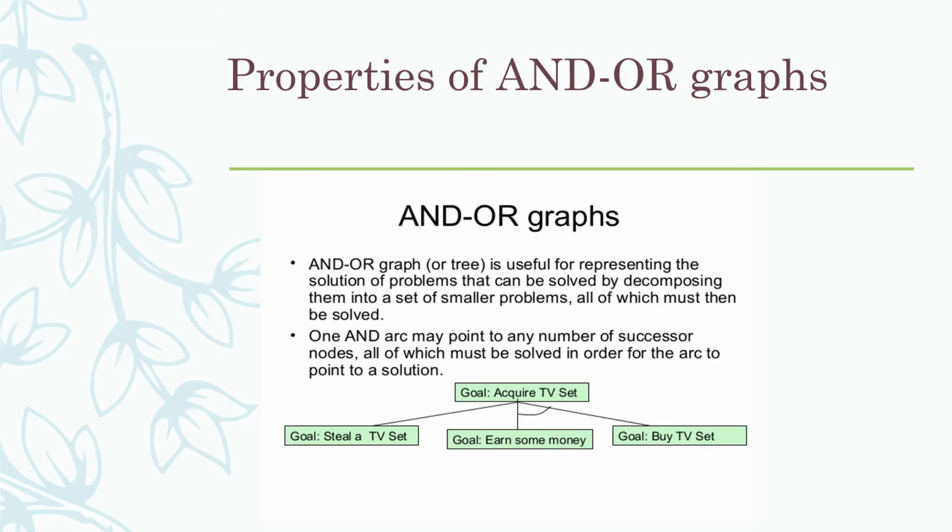So, properties of AND OR graph. An AND OR graph or tree is useful for representation of solution of problems that can be solved by decomposing them into a set of smaller problems. That means we have a goal of acquiring a TV set. So we have to find some ways. So as previous, we have two options. We have to steal a TV, or otherwise we can earn some money and buy a TV set. So we decompose this goal into two problems.